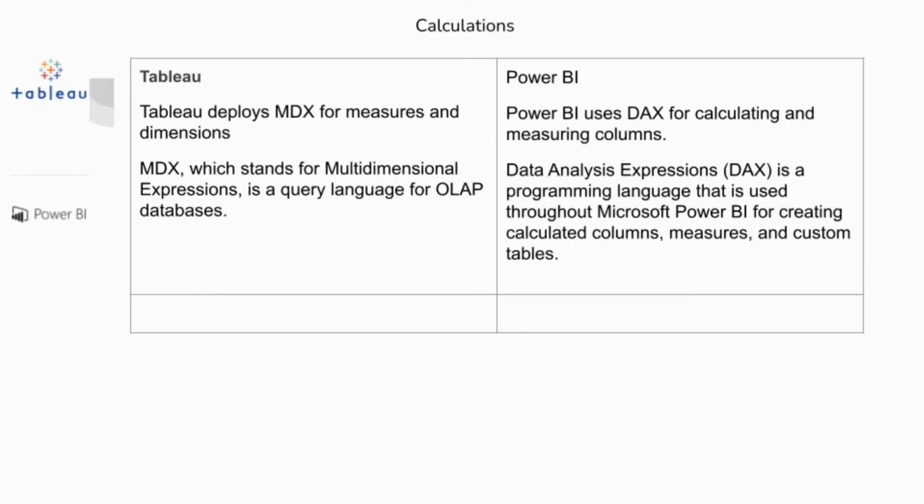Calculations. Tableau deploys MDX for measures and dimensions. MDX, which stands for multidimensional expressions, is a query language for OLAP databases. Power BI uses DAX for calculating and measuring columns. Data Analysis Expressions, DAX, is a programming language that is used throughout Microsoft Power BI for creating calculated columns, measures, and custom tables.